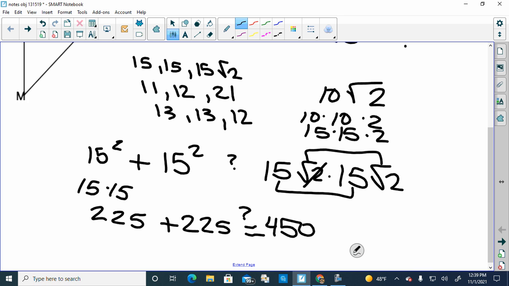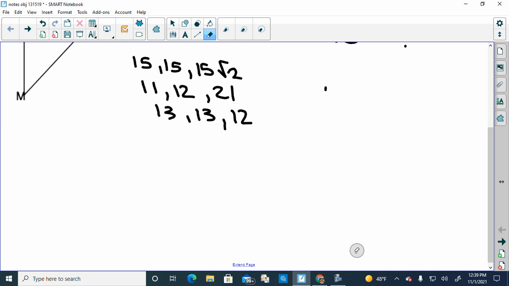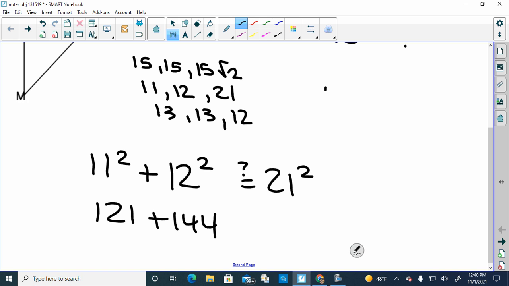So that was a right triangle. Okay, so we're practicing the next one. Okay, so we're going 11 squared, 12 squared, and we want to know, does it equal what 21 squared is? Okay, so 11 times 11, which gives me 121, and then 12 and 12 is 144, and then 21 times 21 is 441.